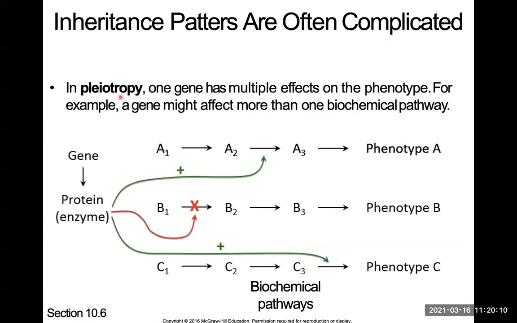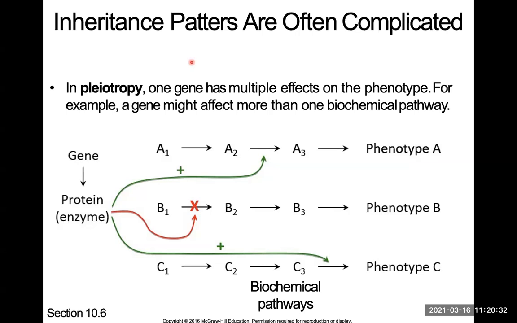Next I have is pleiotropy. So for the codominance, you're going to use the example of the blood type, and for the incomplete dominance, I gave you the snapdragons example. For pleiotropy, I'm gonna give you the example of sickle cell anemia. Try to remember that for the exam. So sickle cell anemia, pleiotropy.